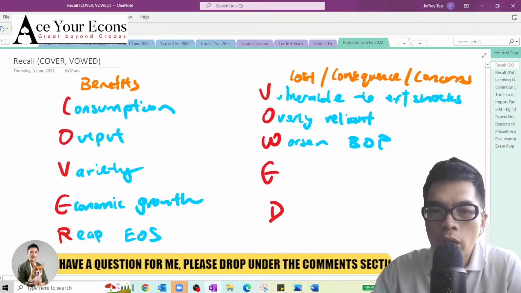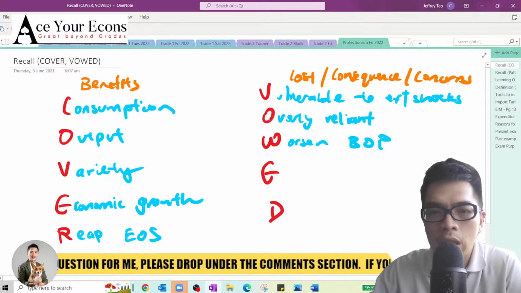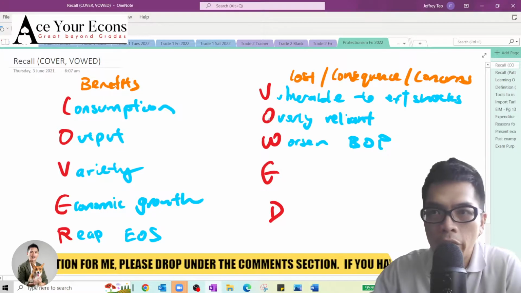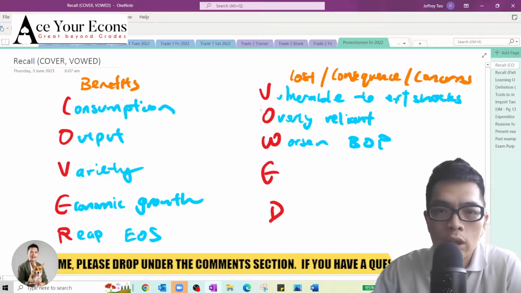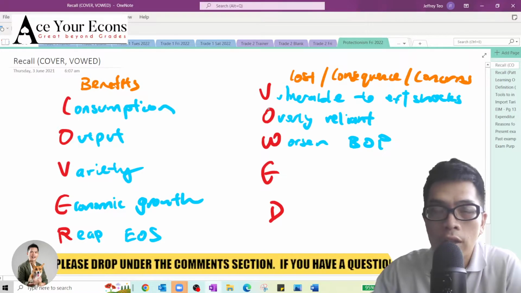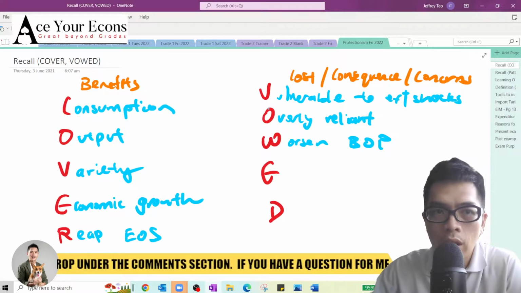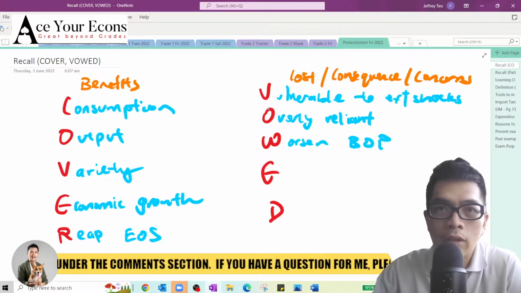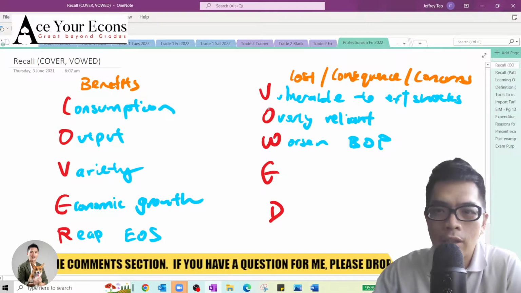Okay, so moving on to V and O. For my schooling friends, listen carefully. This is likely to come out for your prelims. V and O, these two alphabets. And the chicken saga is likely to come out for your prelims. That's my tip for all my schooling friends. Non-schooling friends, no need to be too concerned.